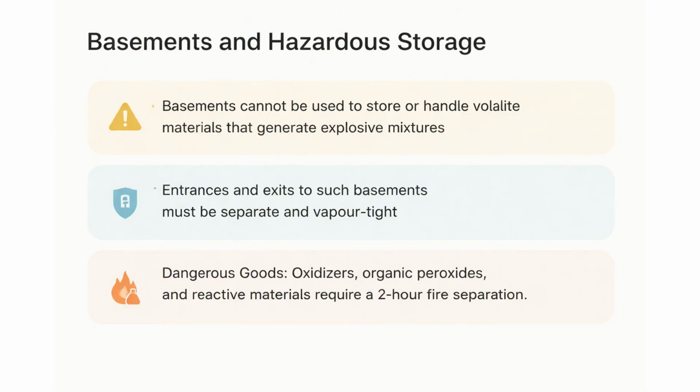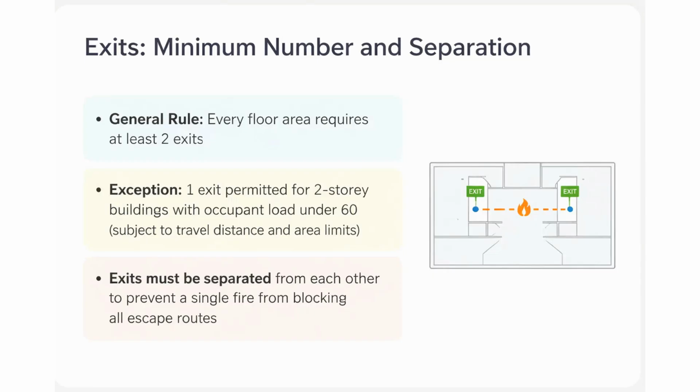Every floor area generally requires at least 2 exits. These exits must be physically separated so that a single fire event cannot compromise both routes simultaneously. There are minor exceptions allowing a single exit in very small, low-occupancy buildings, provided strict travel distance limits are met.